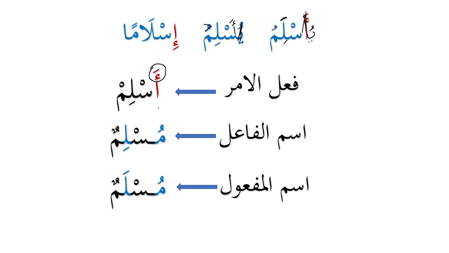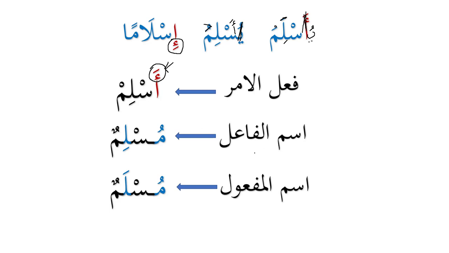So now I'm sure you are used to it, and as we discussed in the beginning, this is the only bab of all the derived forms of the verb where the hamza is hamzatul qatl, hamzatul maqd. May it be fi'l al-amr or may it be al-masdar, it will always be hamzatul qatl.